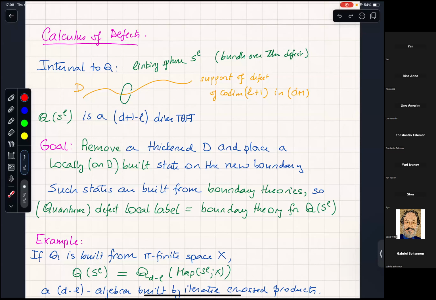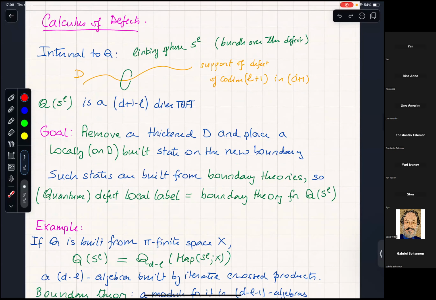Okay. All right. So here's how we do it. Look at the linking sphere over just a single point, and if you take the original theory Q and evaluate it on that sphere, reduce it on that sphere, you get a TQFT in dimension... Did I write a dimension? Maybe I didn't write a dimension, but it's going to be.